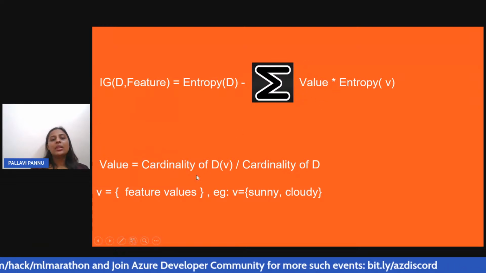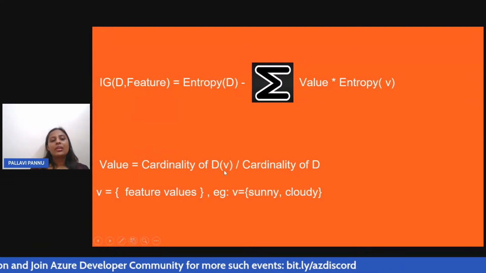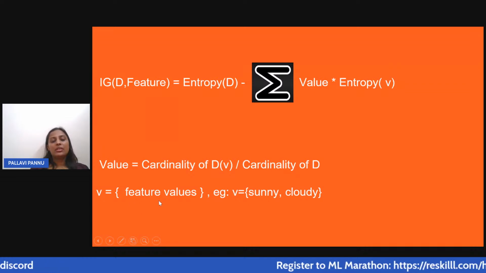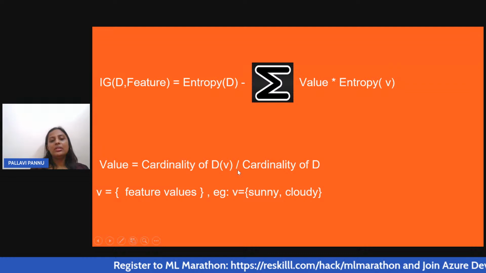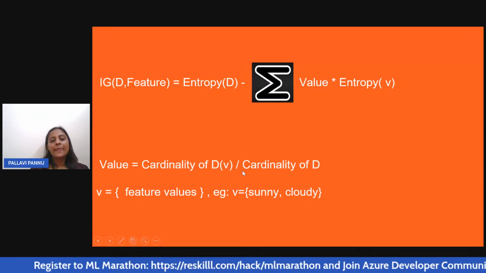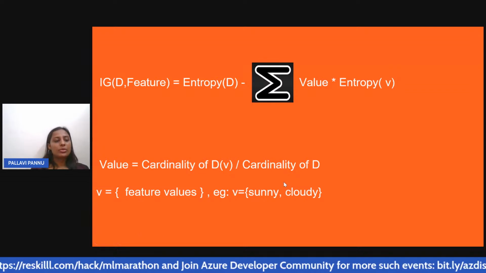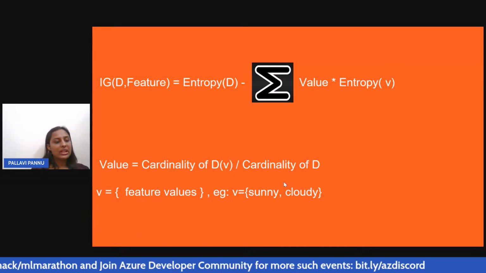Now, what is the value? It is the cardinality of that particular value divided by the cardinality of the whole dataset. For example, v is basically the feature values, and the feature can be sunny or cloudy, right? It is divided by the total number of observations. So that's all about the information gain.